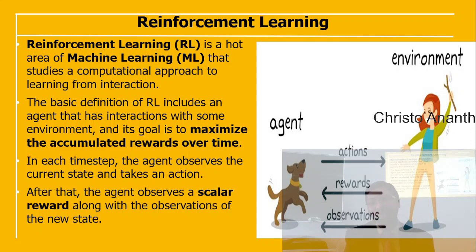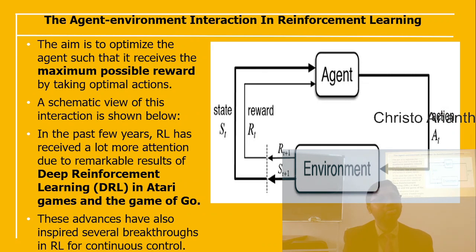After that, the agent observes a scalar reward along with the observations of the new state. The aim is to optimize the agent such that it receives the maximum possible reward by taking the optimal actions. So the agent goes to the environment with the action at time t, and we get the state st plus 1 and reward rt plus 1.